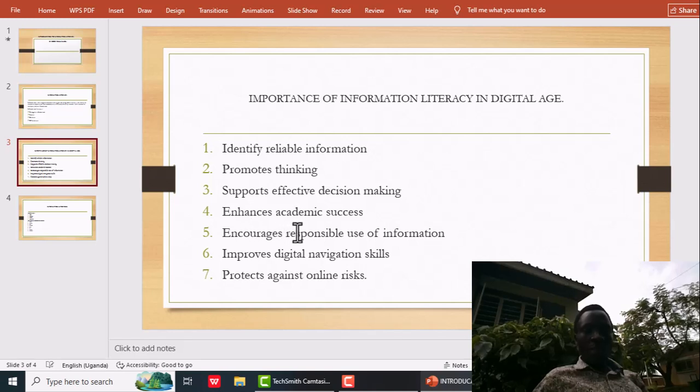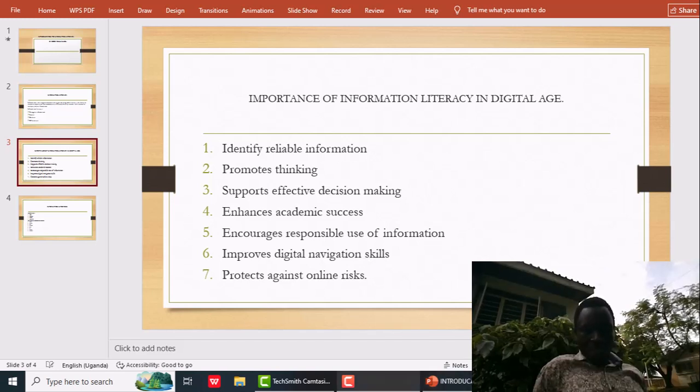Then it encourages responsible use of information. Meaning, whenever we go online, we find a lot of information which is being provided online. But because of having the mind of information literacy, you will be able to judge the right information for you. And it improves digital navigation skills. What do we mean by digital navigation skills? For example, when you go to citing, referencing, all that.